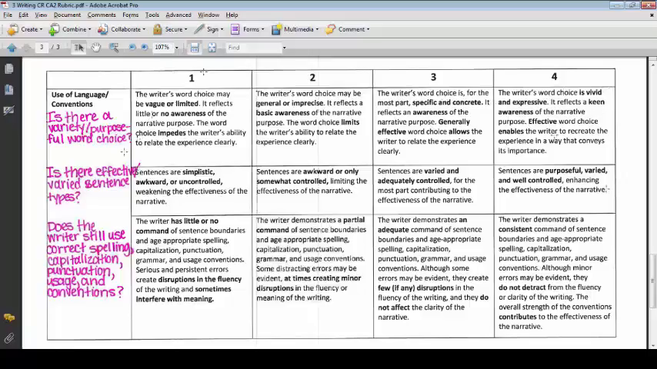For the second indicator for this strand, it has to do with sentence types. If the sentences are uncontrolled or they're really awkward or there's random periods, that would be a 1 for this one. Awkward sentences would get a 2, varied would get a 3, and then very purposeful, varied, well-controlled sentences get a 4. And then the last indicator has to do with those things we usually see right away in a paper: punctuation, spelling, capitalization. You can really read through.